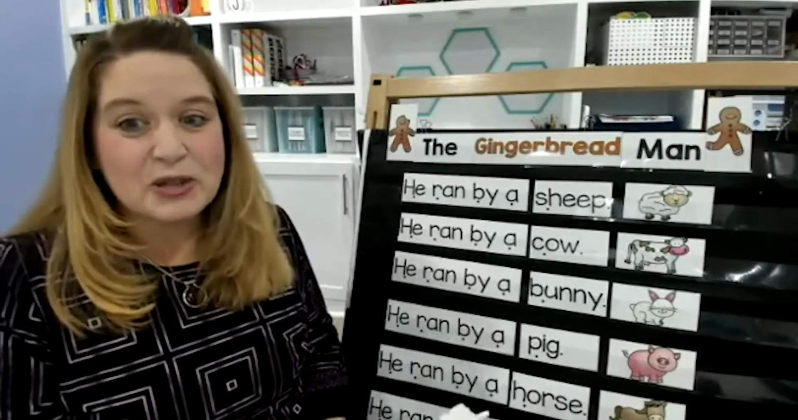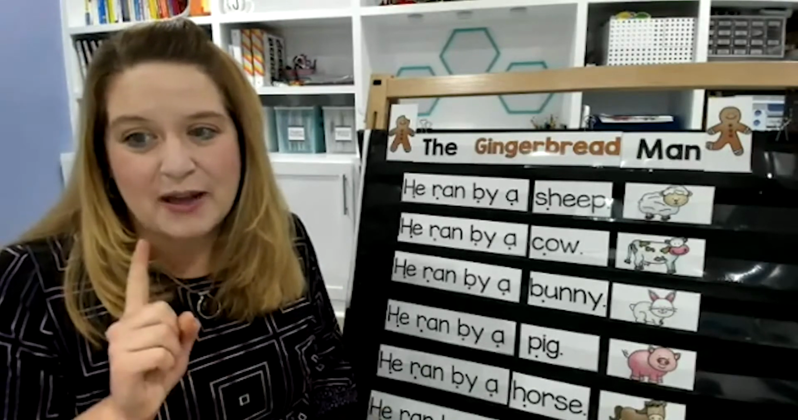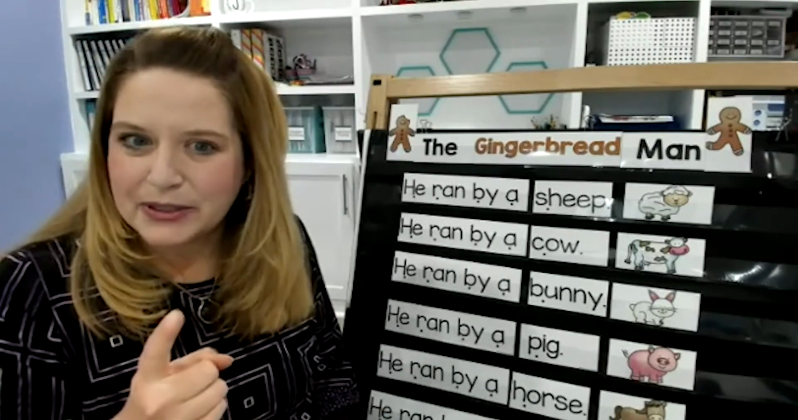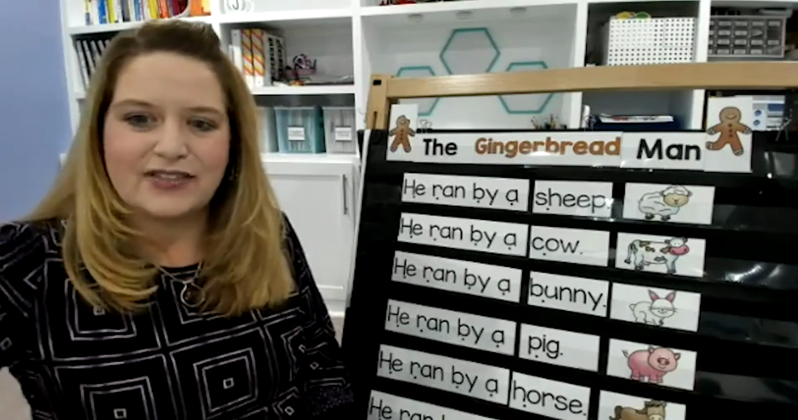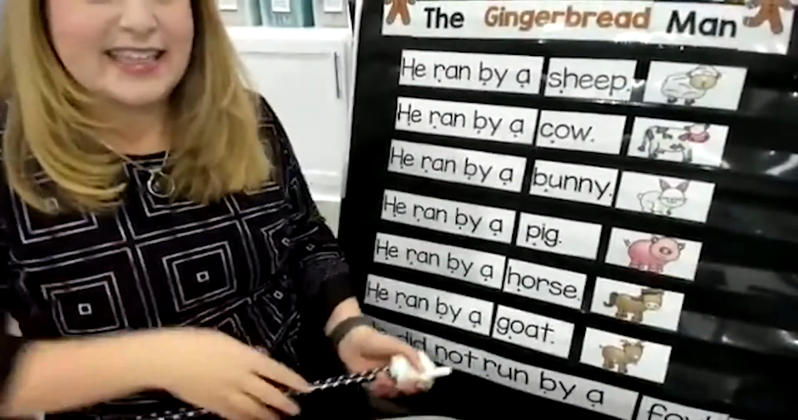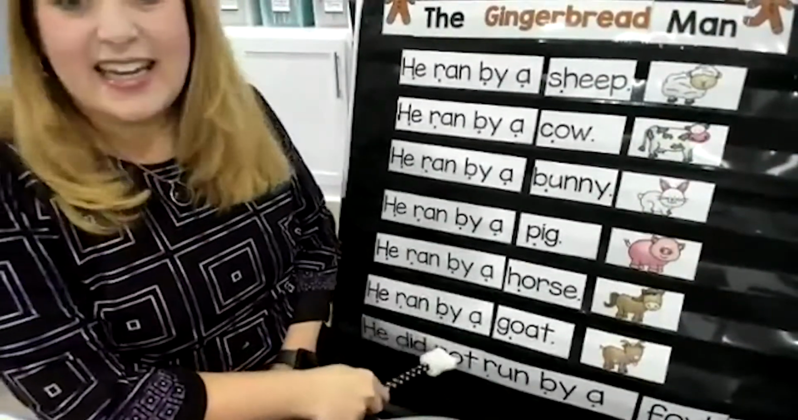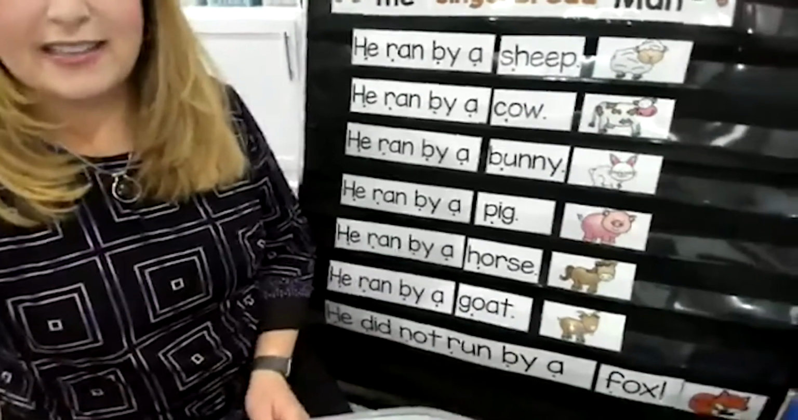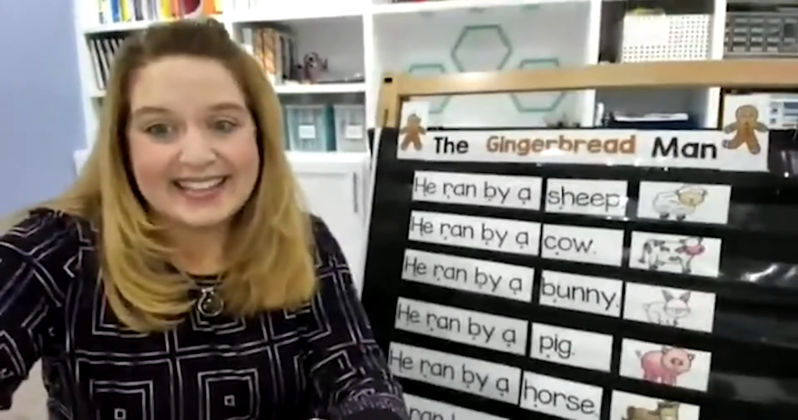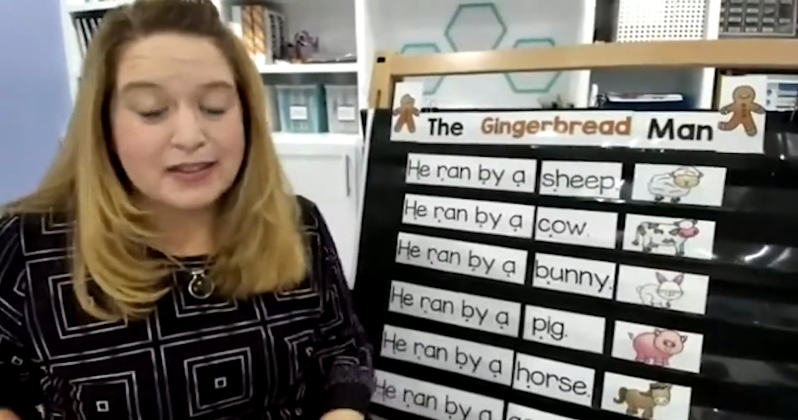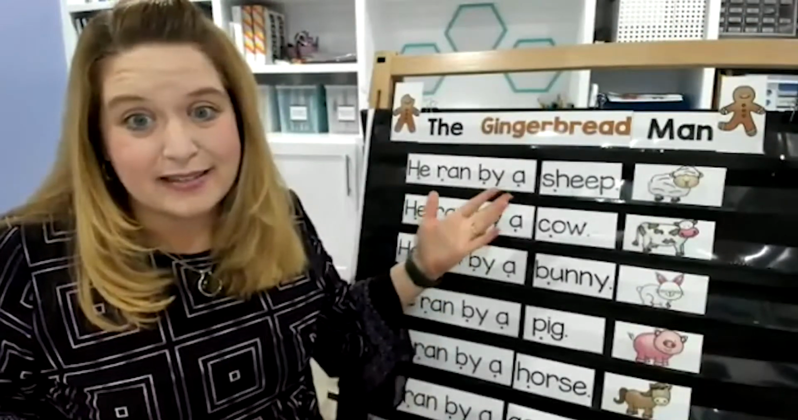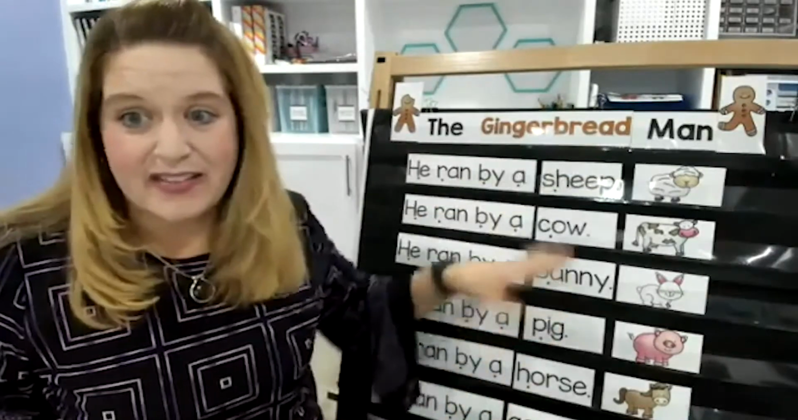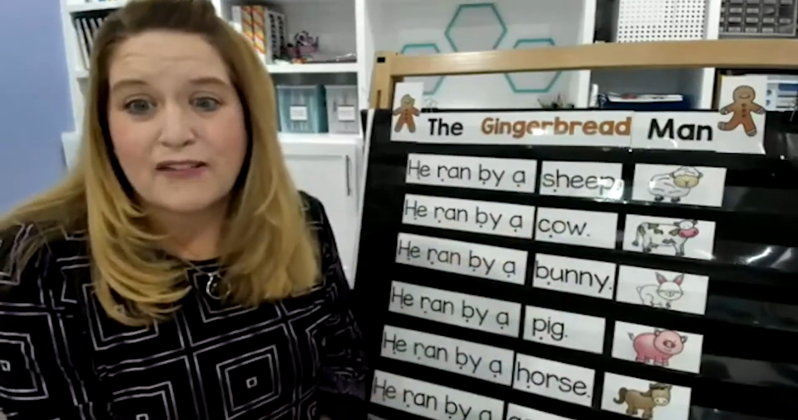But the trick with concept of word is to always throw in one variable. So in this one, the last sentence is different. See if you can see it. The last sentence says, he did not run by a fox. And then I let the kids mix the animals up. So maybe this time the sheep is going to catch him. So then we put the sheep down there. And the kids can interact and move all of these words around.